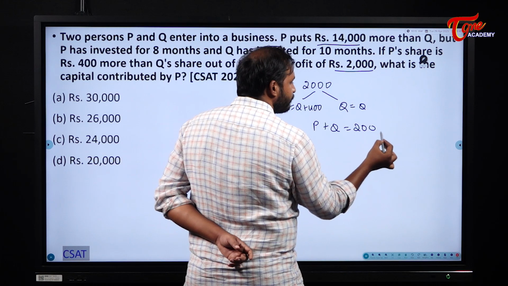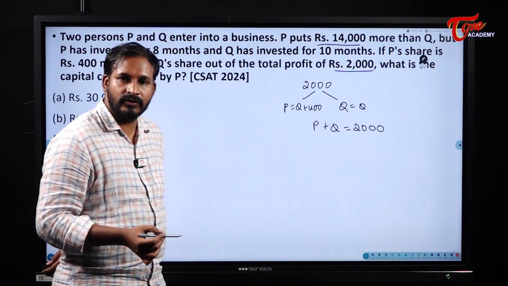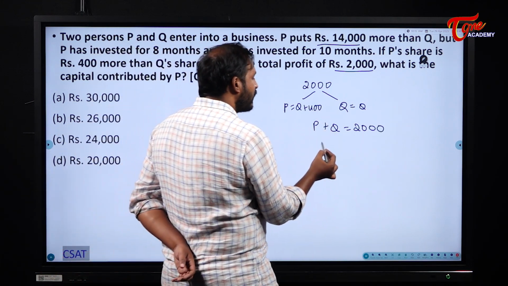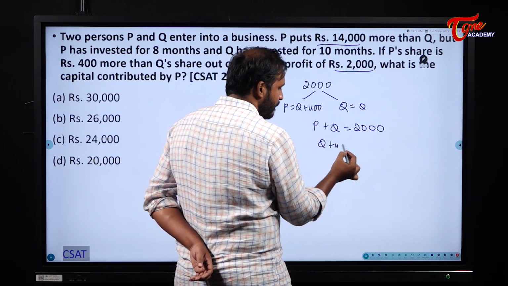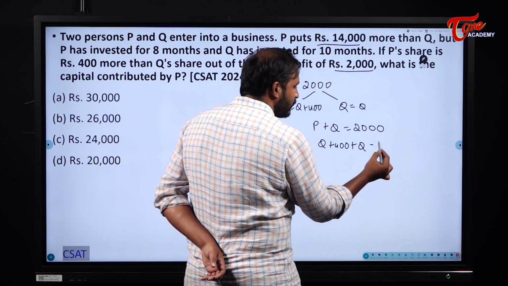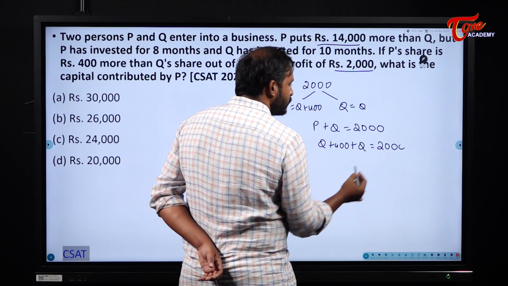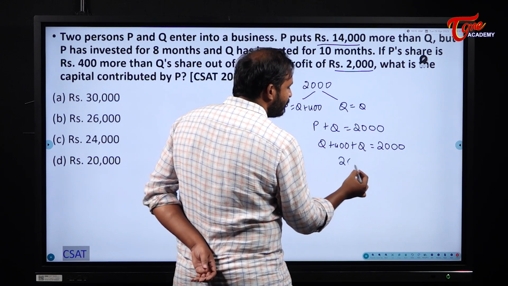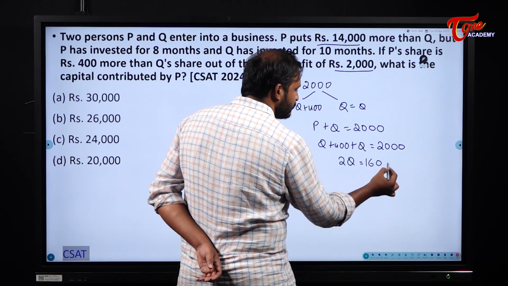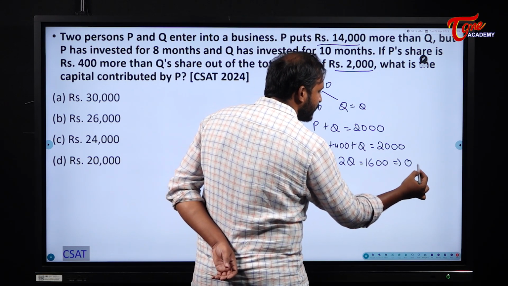Now please see here, we know that the P plus Q value should be equal to what? 2,000. Now the P value is what here? Q plus 400, plus Q is equal to 2,000. So overall, 2Q value will become what for me here? 1600, and the Q value will become just 800.